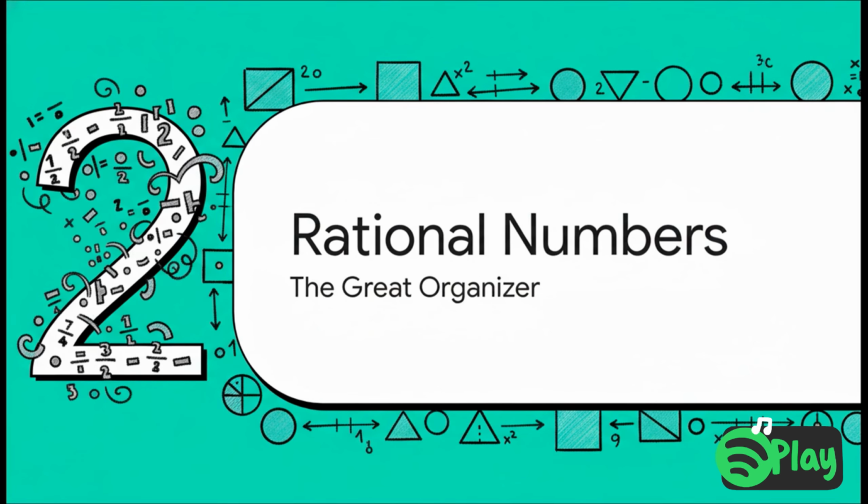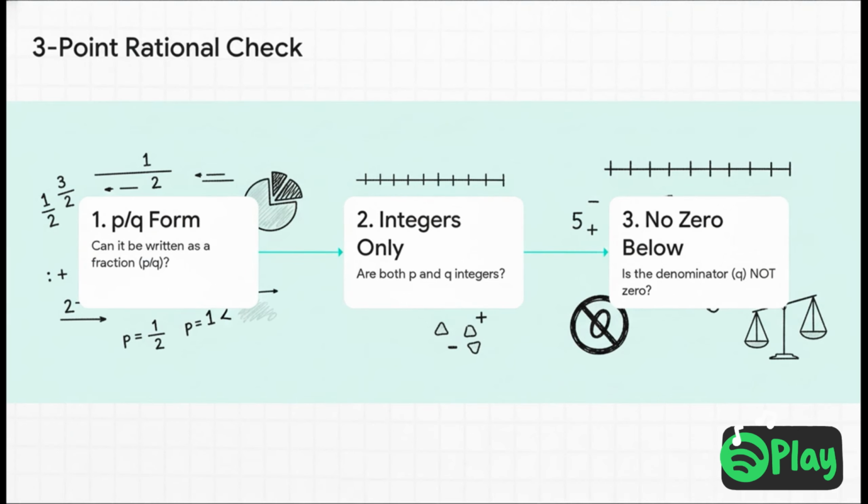Alright, so where are we going with this? Well, we're building towards the numbers we probably see most often every day. I'm talking about fractions and decimals. This brings us to the great organizer of the number world, the rational numbers. Now, for any number to get into the rational club, it has to pass a simple 3-point check.